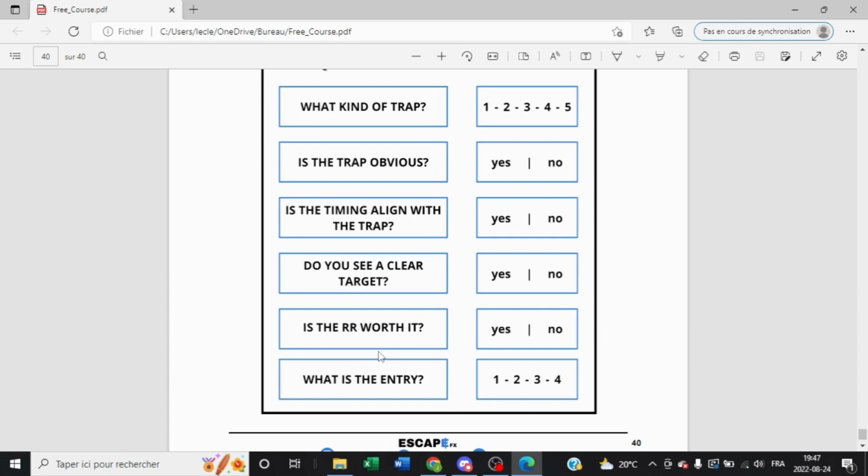If you have a 1 to 2 risk reward, you should probably skip the trade. You need to have at least 1 to 4, 1 to 5 risk reward. And what is the entry model? I have 4 entry models, so you need to check out which one is the entry model.